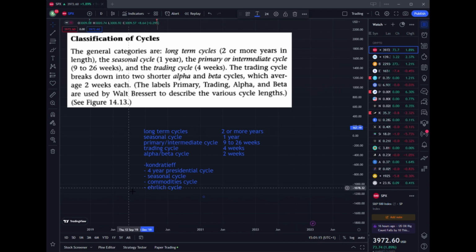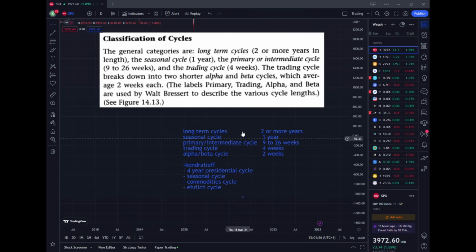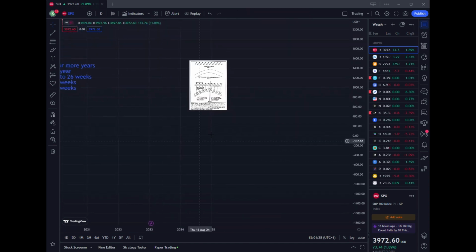Then there's a commodity cycle, which was 28 days for commodities. That's pretty much it for the cycles. Seasonal cycle, already went over it. So yeah, that's pretty much it. I don't think there's much more.